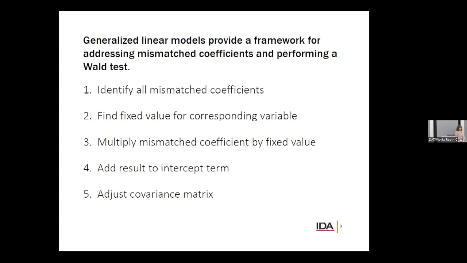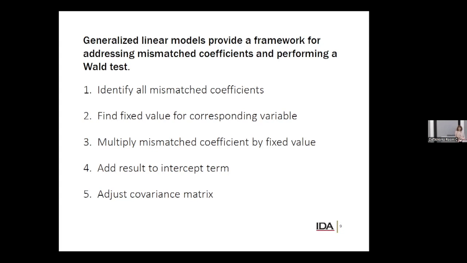We identified all of these mismatched coefficients, things that were present in one of the models but not in the other. We then found the fixed value for that corresponding coefficient. So in this example, the fixed value was 1 because countermeasures were always present. If you had, for example, a bunch of live tests run at the same depth, your fixed value would be that depth. You then multiply these mismatched coefficients by these fixed values, which gives you a number, and you add that number to your intercept term for that model.